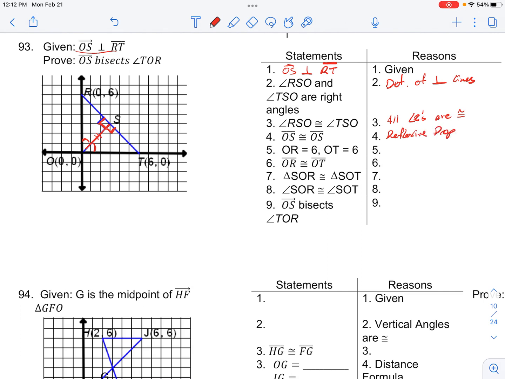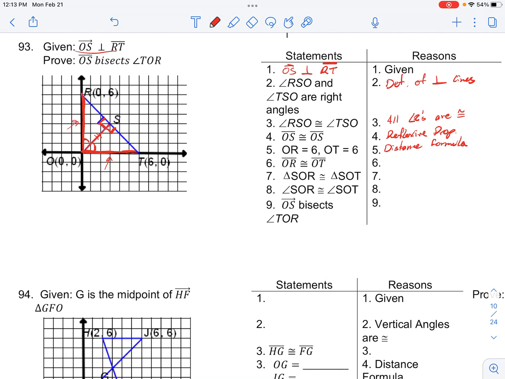Now number 5, OR is equal to 6, and OT is equal to 6. So the lengths of these two segments equal 6, and that is given by the distance formula. Or we can just look at it from the graph, since they're just perpendicular lines. They don't have a change in y for this one, and they don't have a change in x for this line, so it's easy to find the length of them. So this is from distance formula.